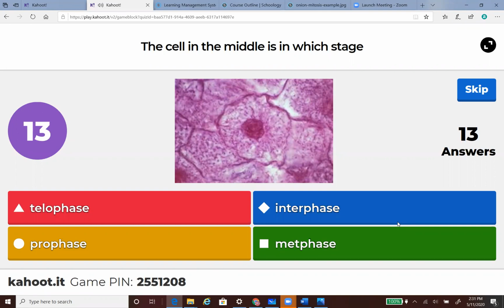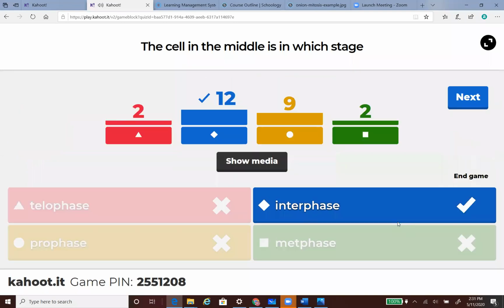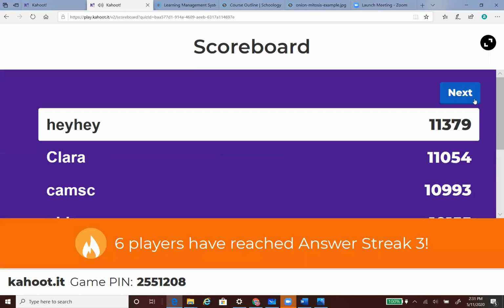What could this be? I don't see any chromosomes. Very good. Can't see the chromosomes, must be interphase. Okay. Next question.